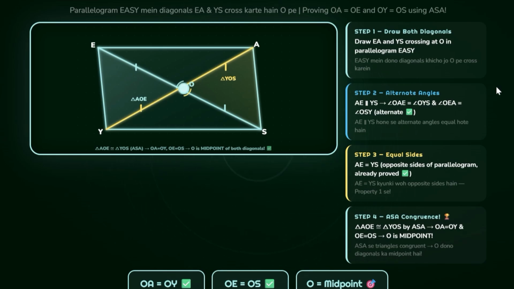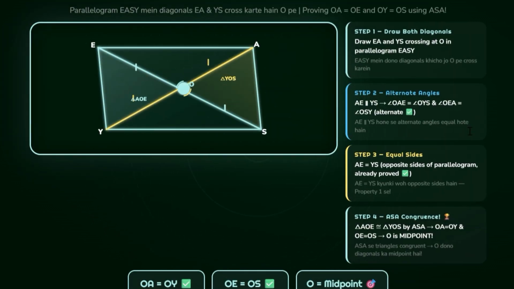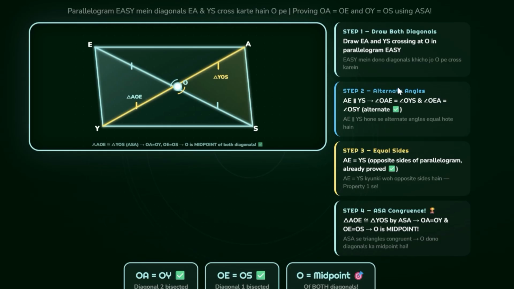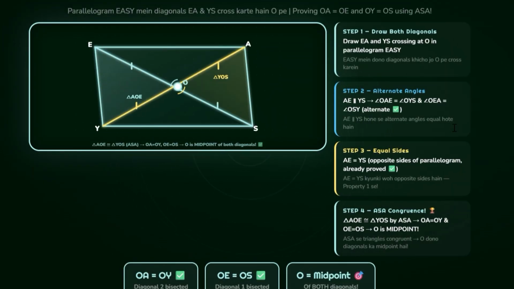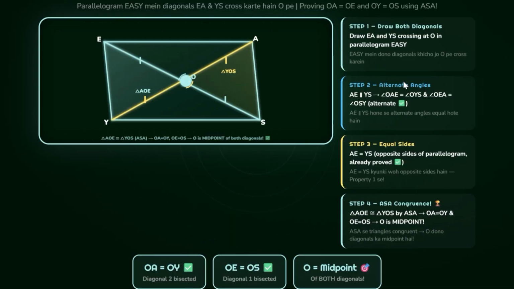So, see the logic. We'll draw both the diagonals EA and YS and they cross each other at point O. We need to prove that O is the midpoint of the diagonals, meaning OA equals OE and OY equals OS. Look at the triangle AOE and the triangle YOS together on the screen. Since AE is parallel to YS because they are opposite sides of a parallelogram, the alternate interior angles at the crossing point O are equal. So angle OAE equals angle OYS and angle OEA equals angle OSY.